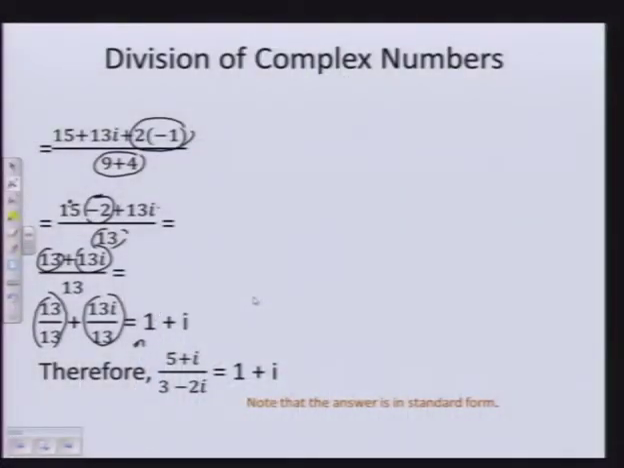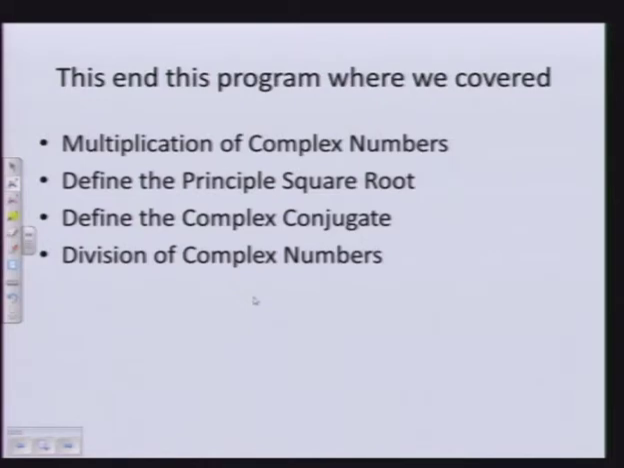I want to add a little note on that slide about the standard form and stress that to you. I know I've said this over and over again, that standard form is a plus bi, but I want to make sure you understand that and always put your answers in standard form when you're dealing with complex numbers.